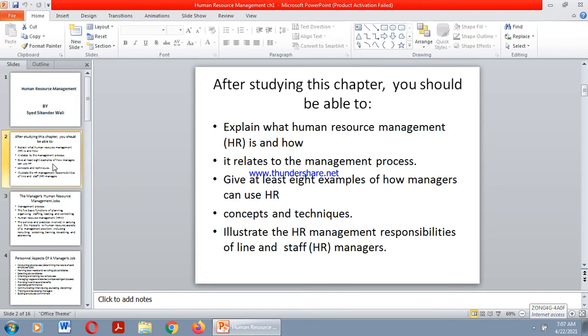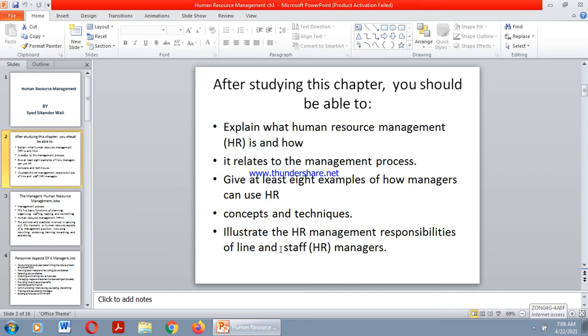Coming to the objectives of this chapter, I would like to tell you that this chapter will explain what human resource management HR is and how it relates to the management process. Give at least 8 examples of how managers can use HR. That will be your test, a short quiz when we discuss the above two things.